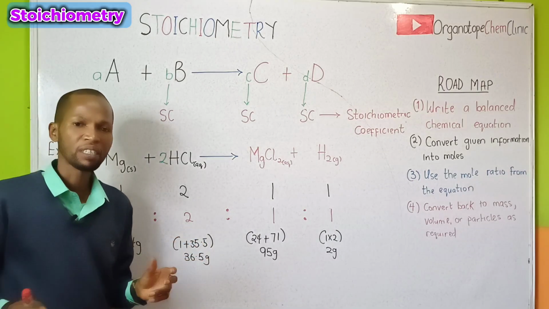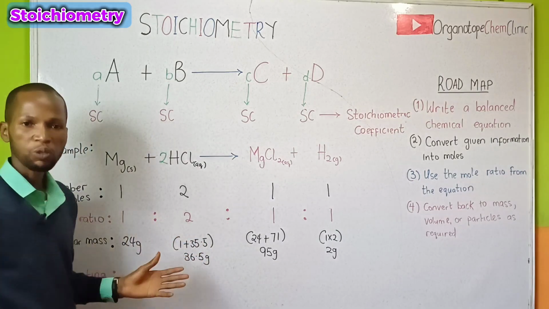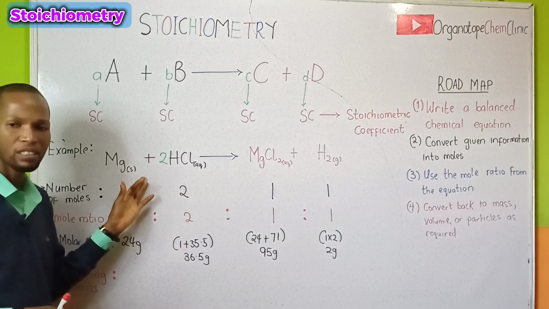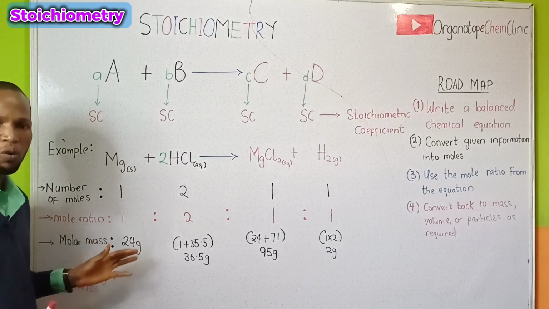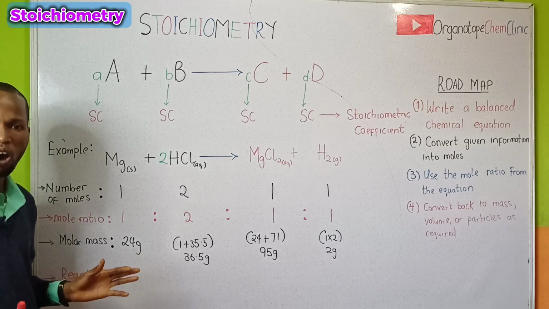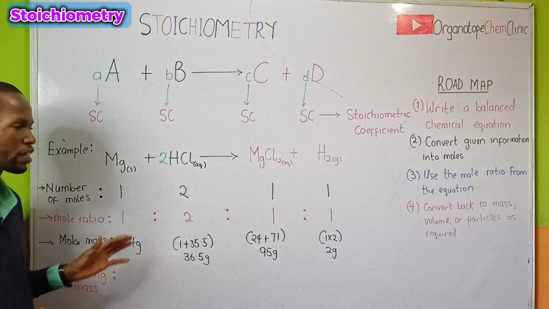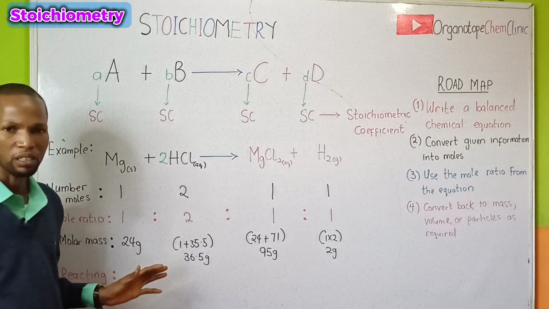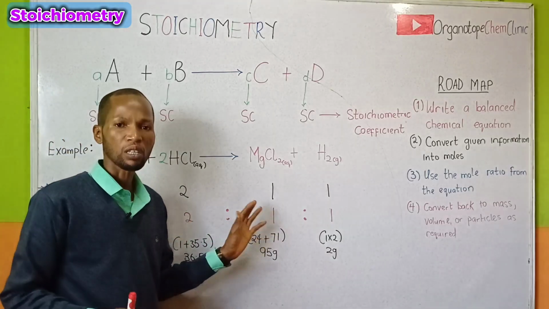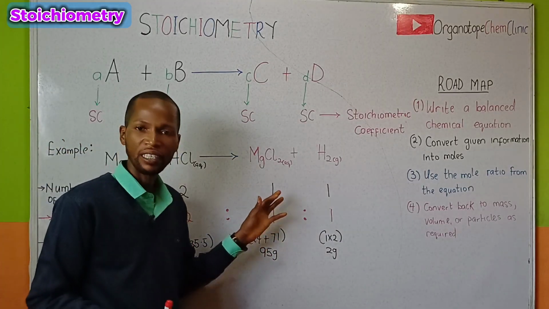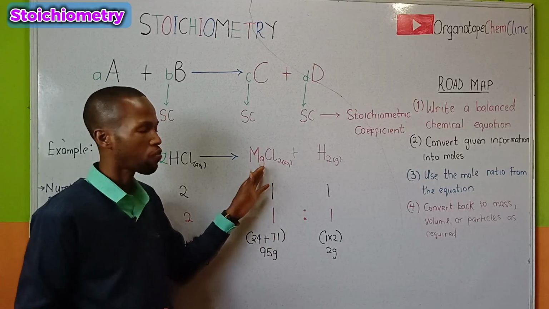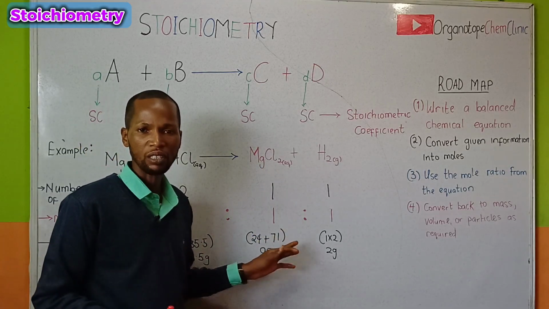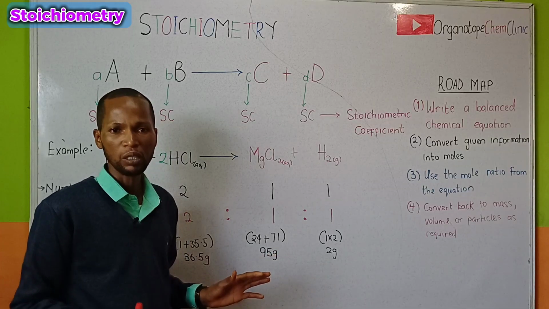Note that in stoichiometry of reaction, the molar mass is different from the reacting mass. In order to determine the reacting mass, we have to multiply the stoichiometric coefficient of the reacting species with the molar mass of the individual species in order to determine the reacting mass of the reactant particle. And we do the same for the product particle. We multiply the stoichiometric coefficient of the product species with the molar mass of the individual product particle.